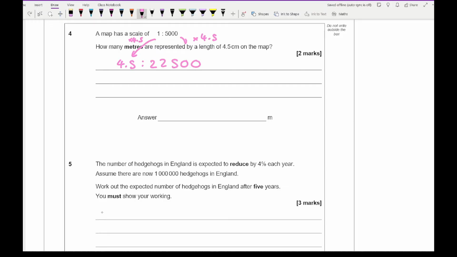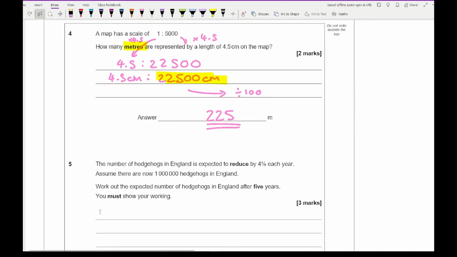Now for this, we want to write this in meters. So 4.5 centimeters is the equivalent of 22,500 centimeters, and it's this that I then need to convert into meters. To convert centimeters into meters, all I need to do is divide by 100. So 22500 divided by 100 gives me an answer of 225.